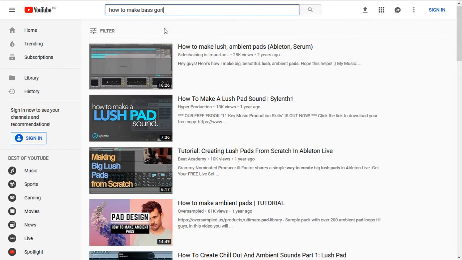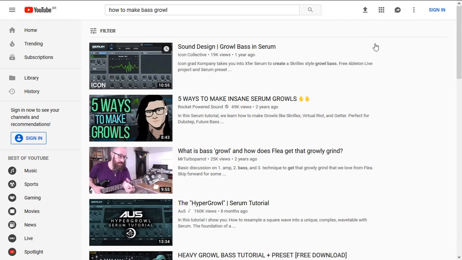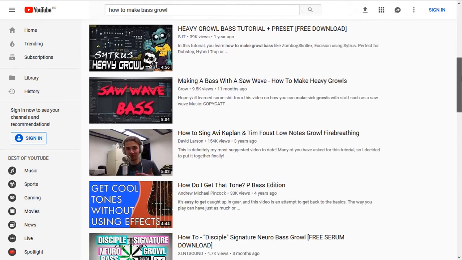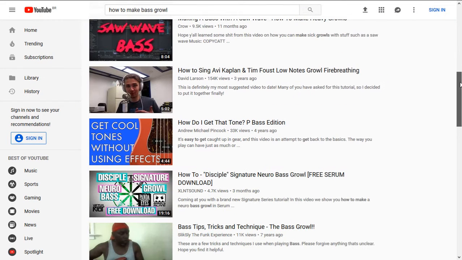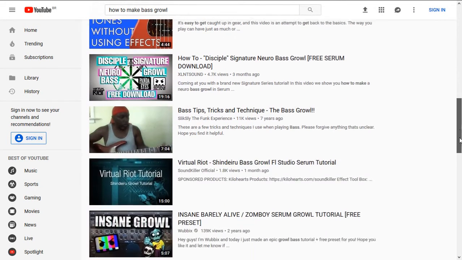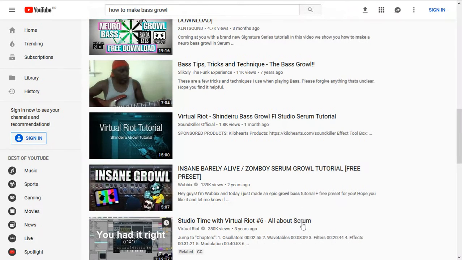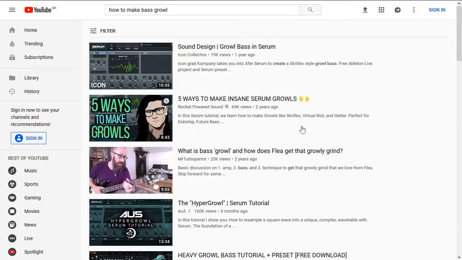Now let's look for bass growl. Serum again. This one uses Sytrus. I don't know which this one uses. Serum. So as you can see, there's a lot of Serum everywhere.